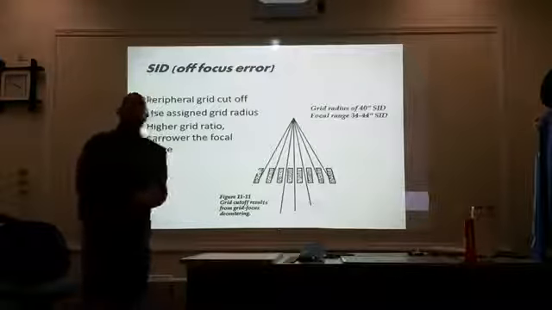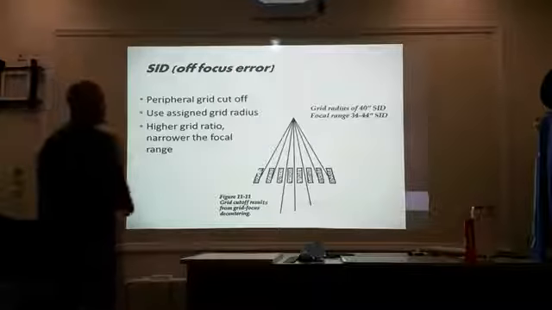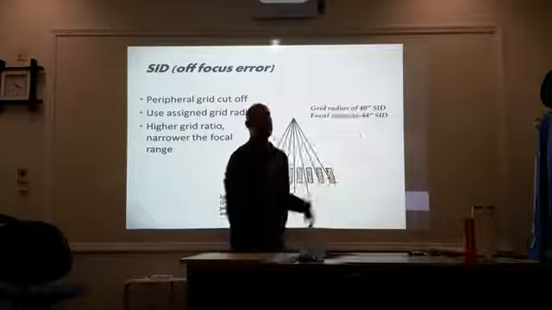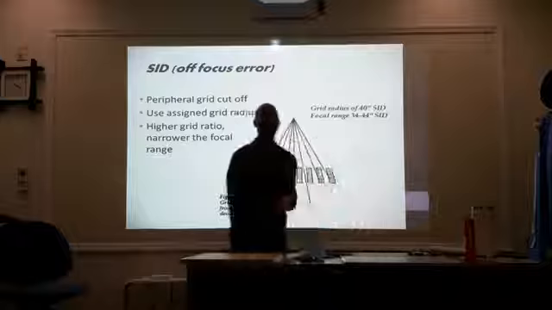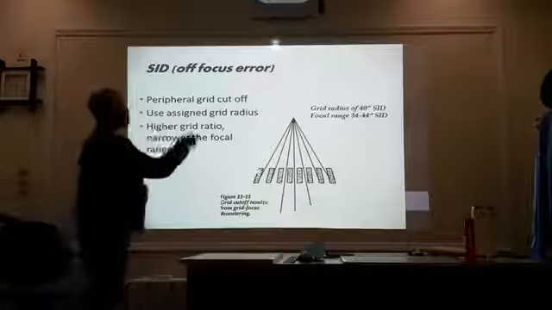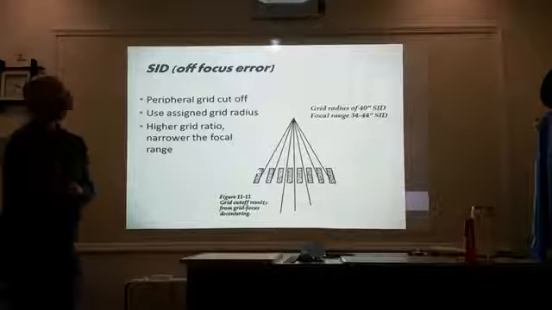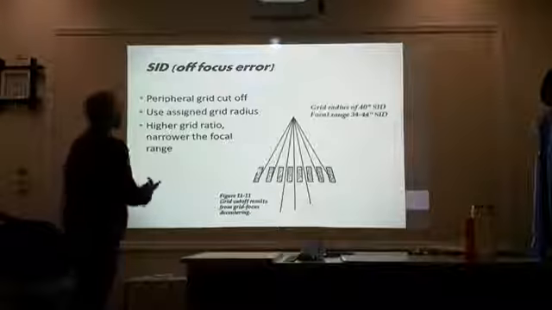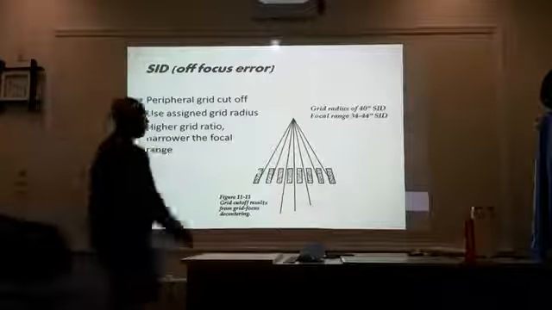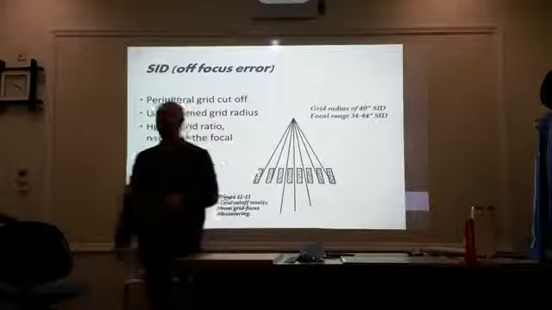Okay? So what is my range of error? What is my margin of error? Well, this is where your focal range comes in. They'll say, okay, if you can't get 40, as long as you're between 34 and 44, you should be fine. If you have anything less than 34 or greater than 44, you're going to have what? Grid cutoff. And with this type of error, with your SID error, you're going to have peripheral grid cutoff. So you're going to have loss of density on the periphery of your image.